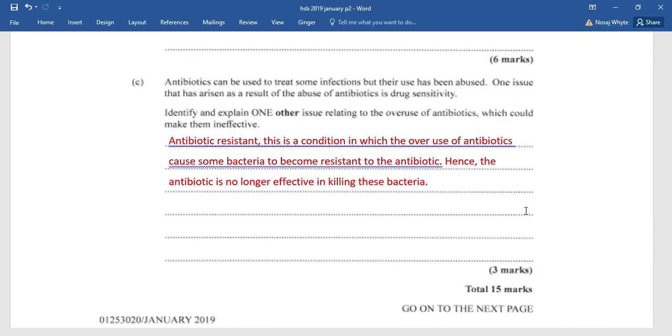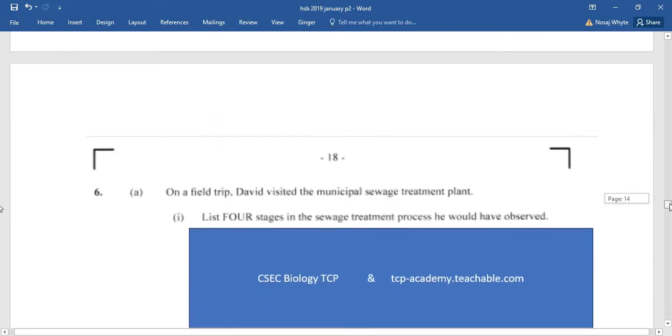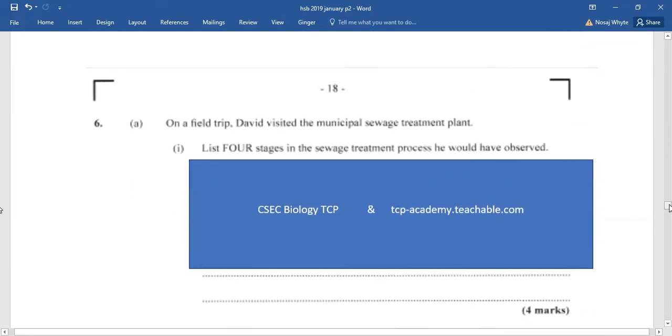Now, antibiotic resistance is a condition in which the overuse of antibiotics causes some bacteria to become resistant to the antibiotic. Hence, the antibiotic is no longer effective in killing these bacteria. All right, so this is pretty much an answer. I don't know that you'd go anywhere else for anything. That is the answer there. We'll move on to question number 6, which is the final question on this paper.